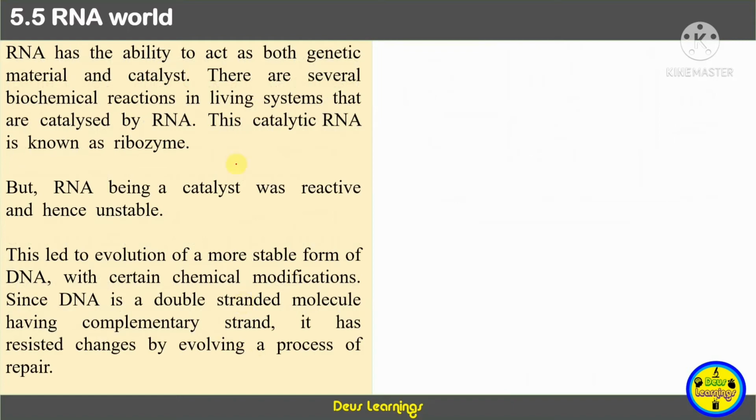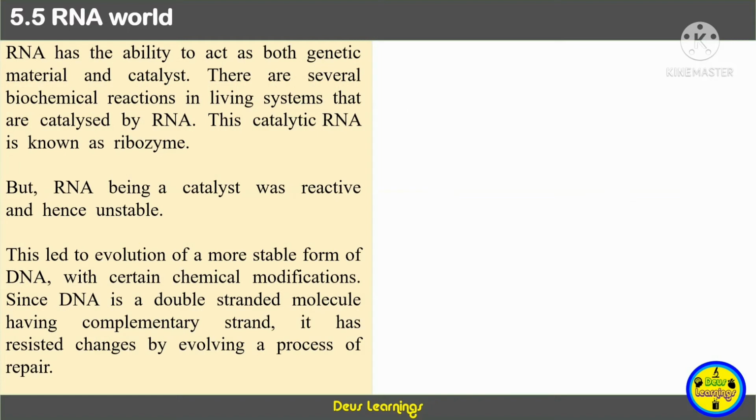RNA has the ability to act as both genetic material and catalyst. You already know that a catalyst increases the rate of a reaction. So RNA behaves as a genetic material, and it also behaves as a catalyst. For example, the formation of peptide bonds is catalyzed by RNA. RNA is involved in creating peptide bonds.